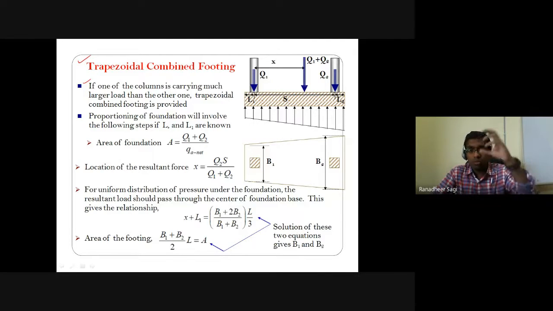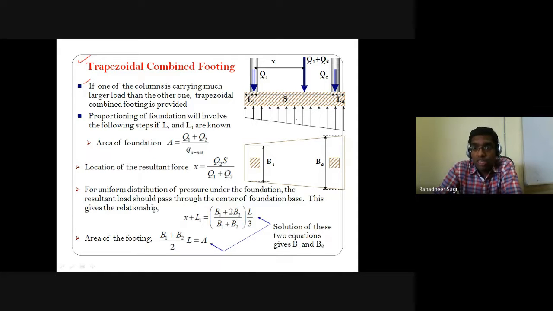With the load coming from a column, if it is less, it requires a lesser area only for the load which is to be distributed onto the soil, which is more or less uniform in nature. So wherever load is more, area required is more. Wherever the load transferred is less, the area required to distribute that load onto the soil is also less. So in such a case, we prefer to go for a trapezoidal footing instead of a rectangular combined footing.